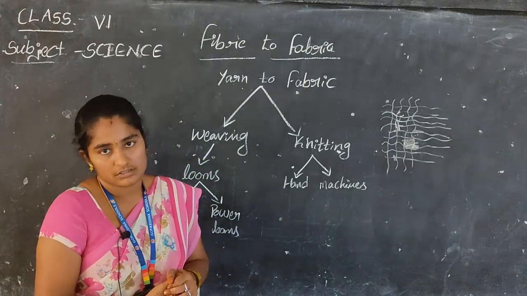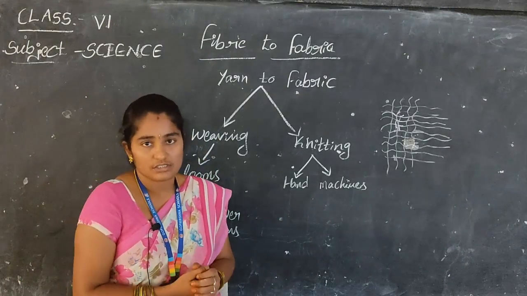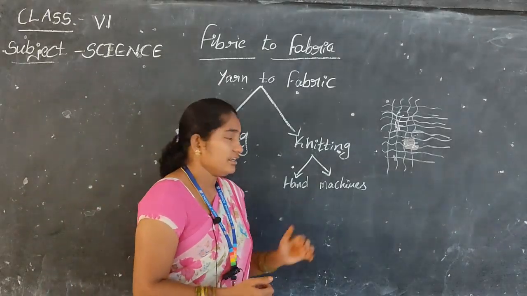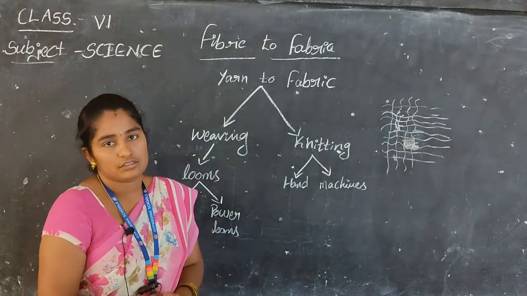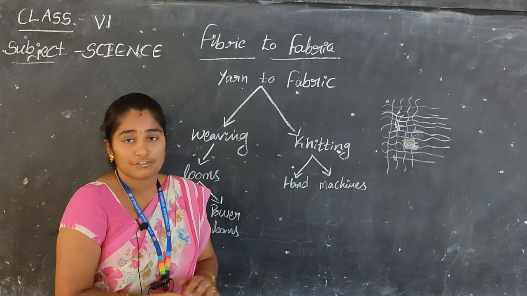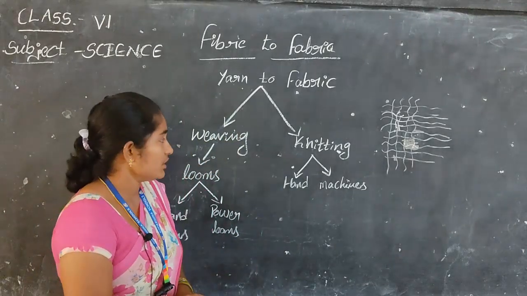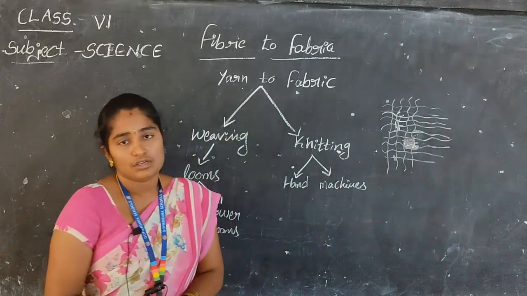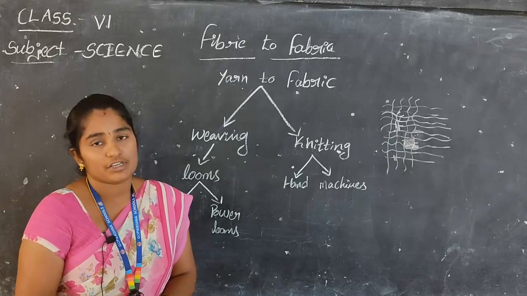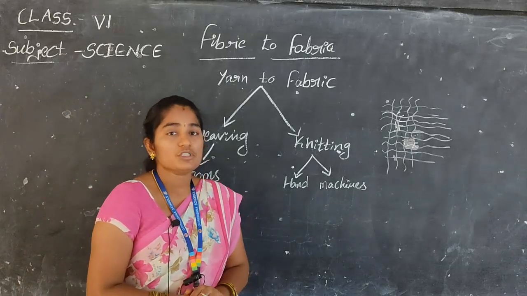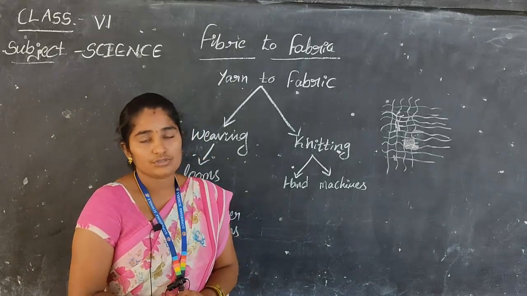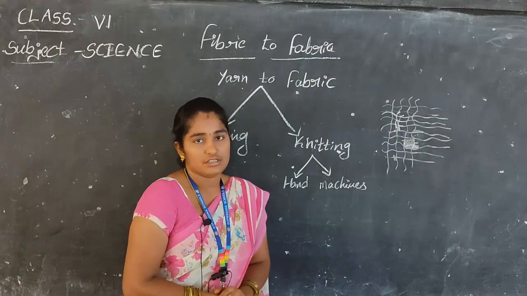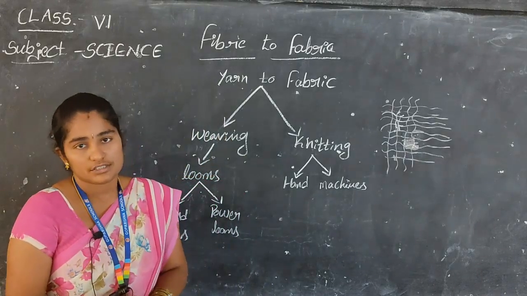Some people knit woolen cloths like sweaters by hand, like sweaters and shawls. So different kinds of knitting are possible. What about knitting in machines? How are machines used for knitting? For example, sweaters are knitted by machines, and some shawls and woolens.